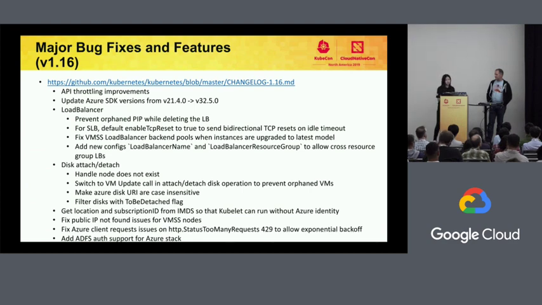Also, get the location of the subscription ID from IMDS so that kubelet can now run without Azure Identity, and a fix for the public IP not found issue for VMSS nodes. And also client request issues for the 429 code that comes back, where the SDK now allows exponential backoff because there was an issue with the SDK. And last but not least, the Azure Stack folks added ADFS auth support for Azure Stack, which is great.